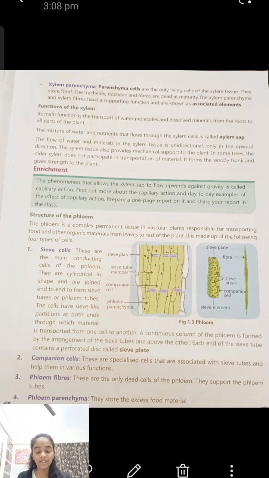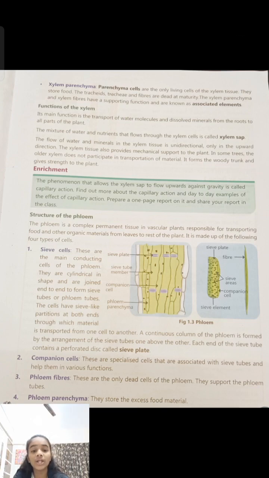Now question number 29. How are sieve cells formed? The answer is they are cylindrical in shape and are joined end to end to form sieve tubes or phloem tubes. The cells have sieve-like partitions at both ends through which material is transported from one cell to another.